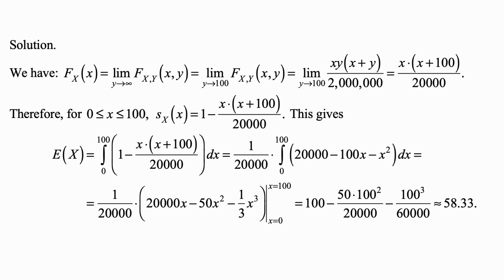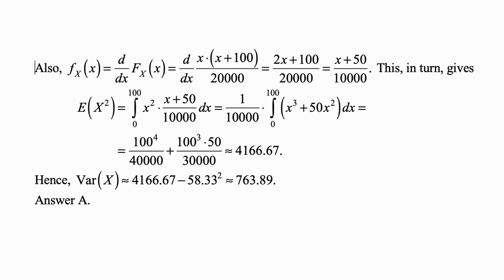Of course, the value at 0 is 0, so we only need to calculate the value at 100. And 20,000 times 100 divided by 20,000 is just 100. 50 times 100 squared divided by 20,000 is the second term with a minus sign. And then 3 times 20,000 is 60,000. So the third term is minus 100 cubed over 60,000. This is approximately 58.33.